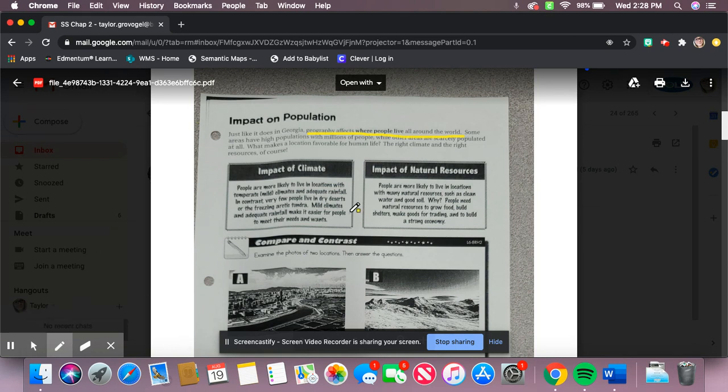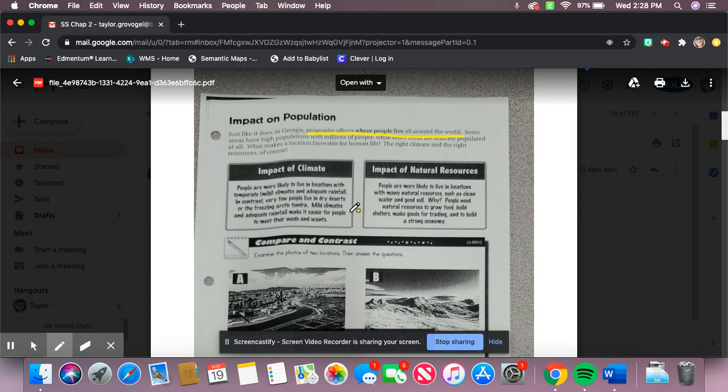All right, let's read our impact of climate box. It says people are more likely to live in locations with temperate or mild climates and adequate rainfall. In contrast, very few people live in dry deserts or the freezing Antarctic tundra. Mild climates and adequate rainfall make it easier for people to meet their needs and wants.